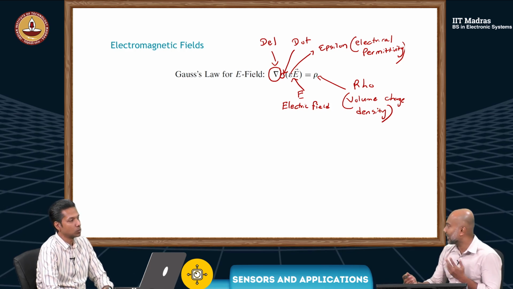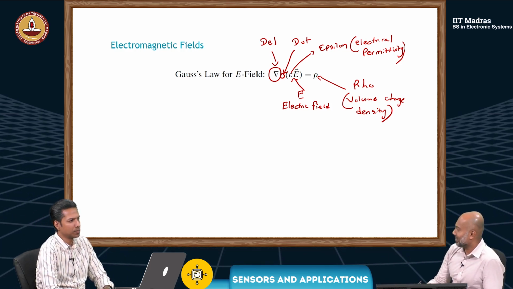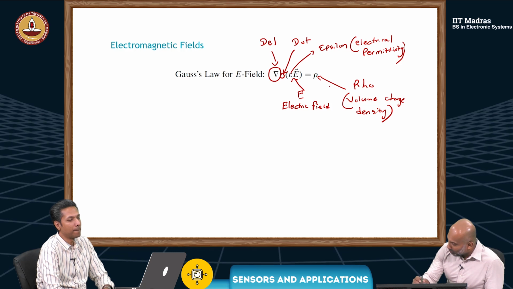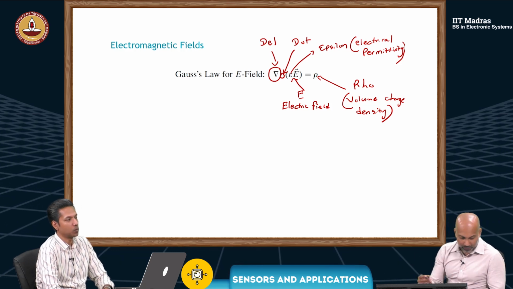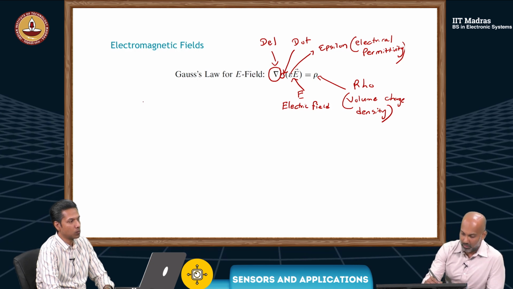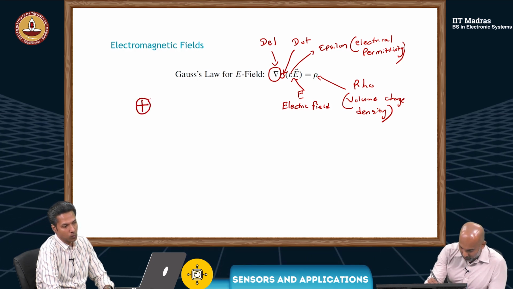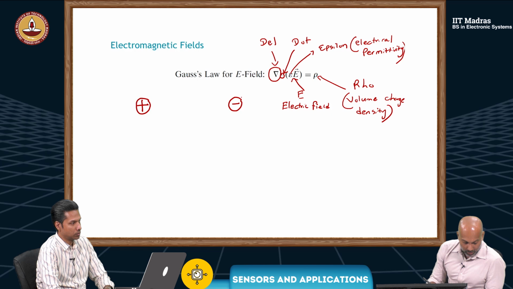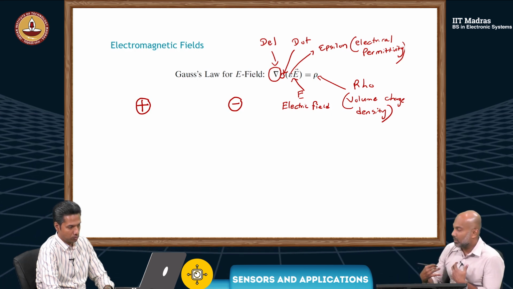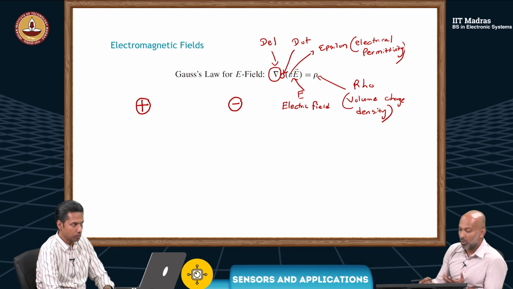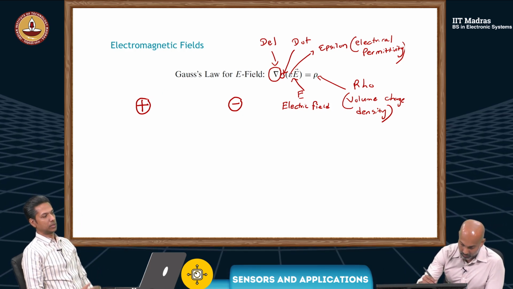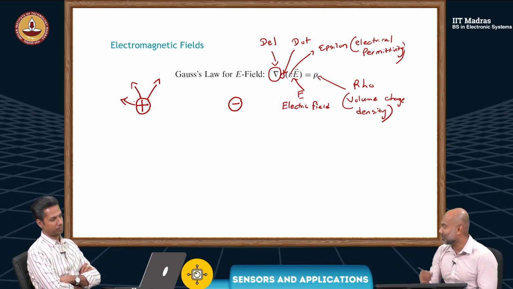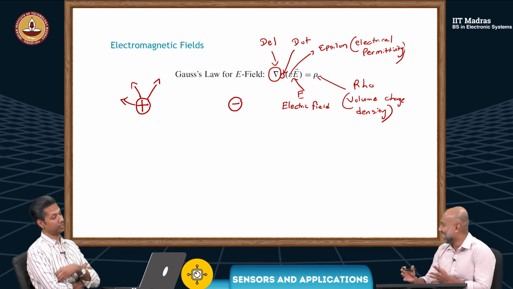Now, let's start with what we know. We know about electric fields. But if you look at the equation, it's probably easy to start with what we know. If you talk about electric fields, you probably heard about positive charges and negative charges. If you look at the electric field emanating from a positive charge, you'll find that it will land on a negative charge.